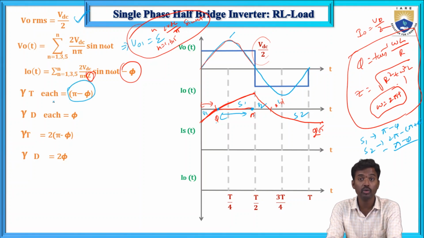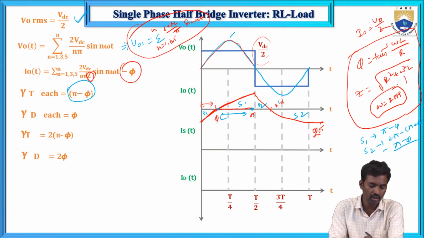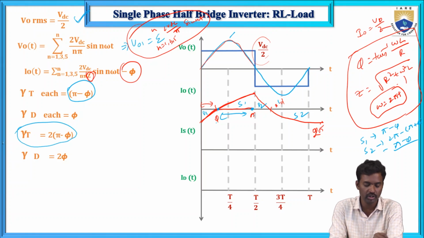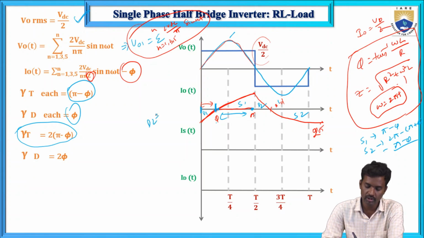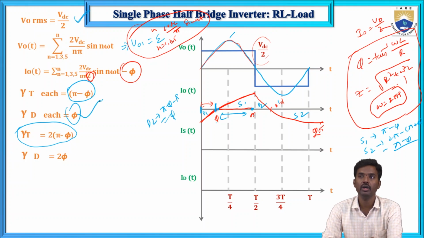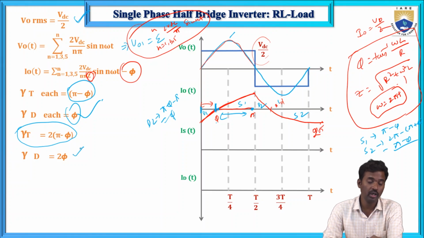But here, what about the total switch current? So total conduction time for the total thyristor switch is 2 into, here we have 2 switches, means multiplied with 2 into pi minus phi. And next, what about the diode conduction time? This is a phi duration. Each diode is conducting. D1 diode is conducting for phi duration, and next D2 diode is conducting for pi plus phi minus pi, that equals phi. So each diode is conducting for phi duration only. And next, total diode conduction time is 2 phi.